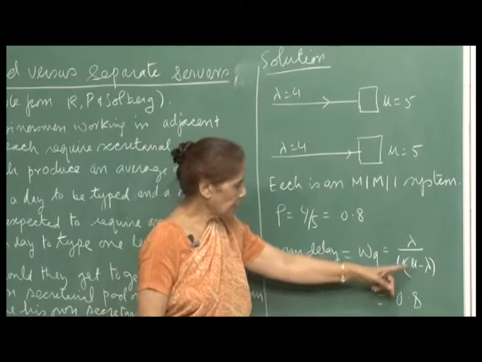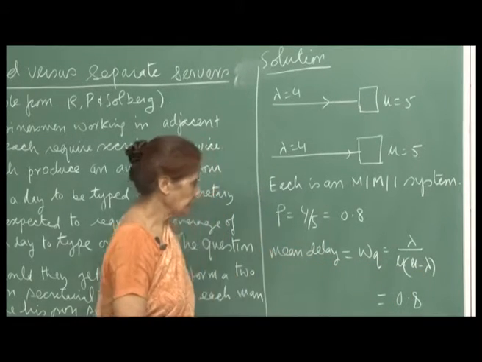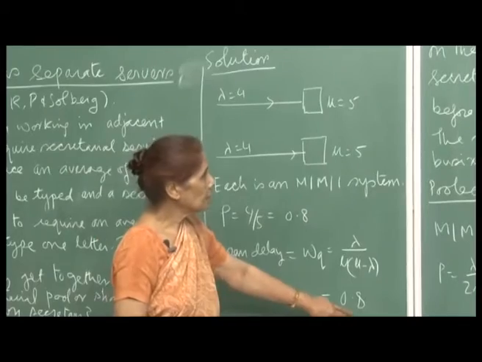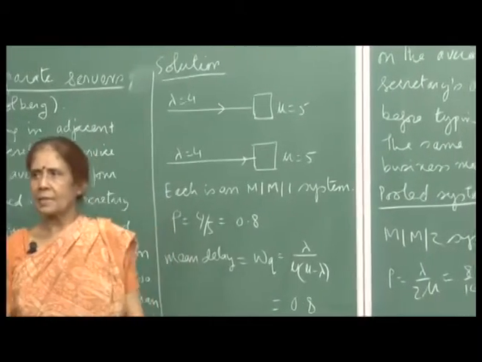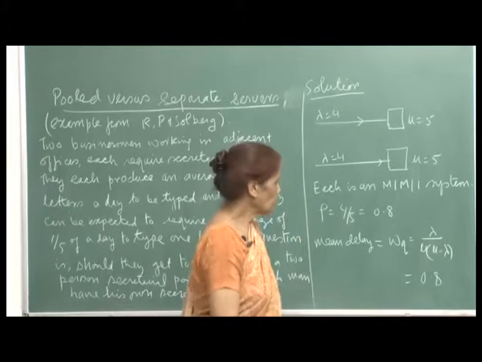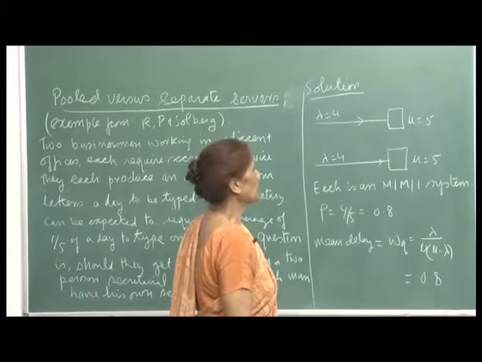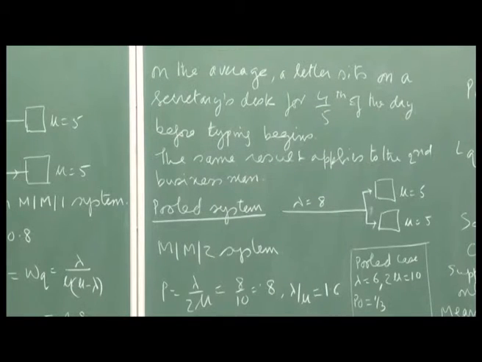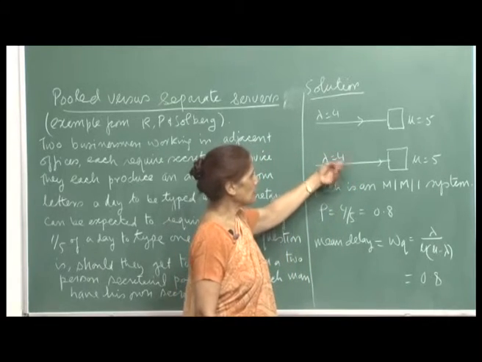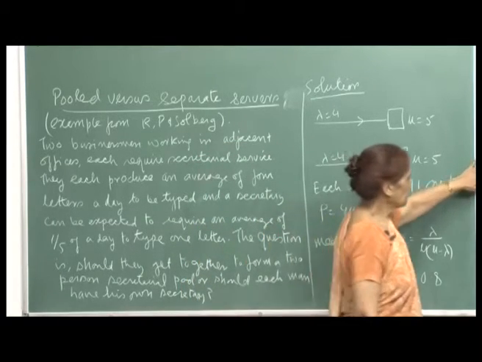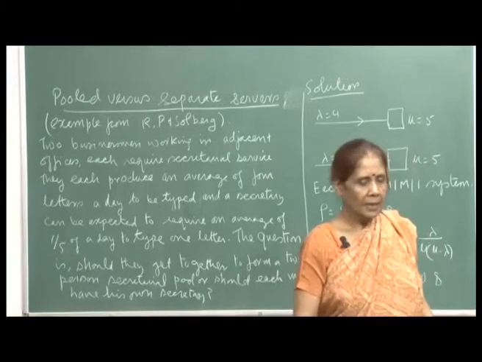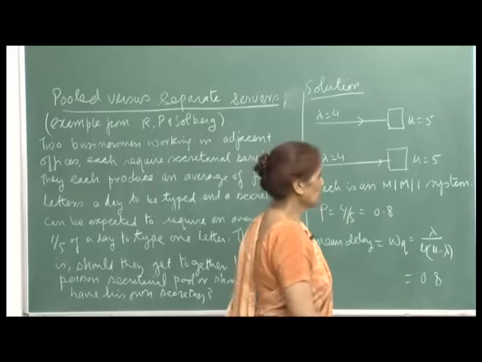So, WQ is lambda upon mu into mu minus lambda, which is 0.8. That means on the average a letter will sit for 4/5 of the day on the secretary's desk before typing begins on that letter. So, the mean delay is 4/5 of the day. The same applies to the second businessman also, because they are identical MM1 systems with the same data. His letters too will wait 4/5 of the day on the average, and then the typing begins.